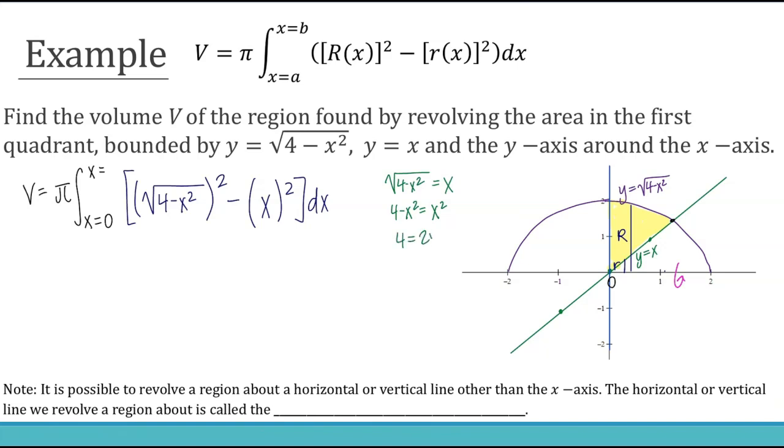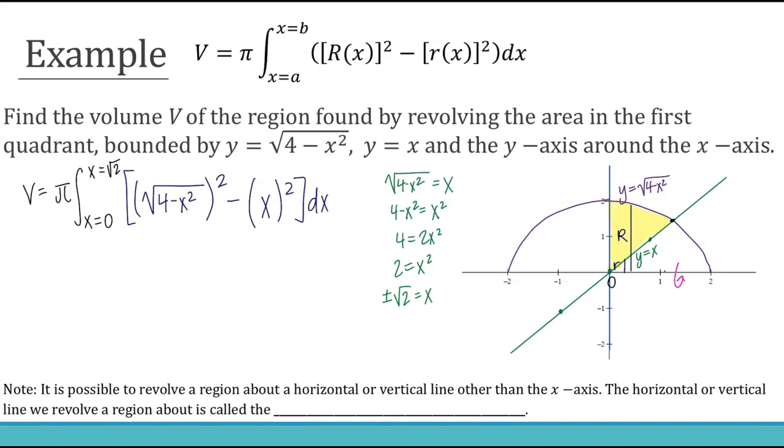I have 4 equals 2x squared once I add the x squared to the other side. If I divide by 2, I get 2 equals x squared. And then solving for x, I'm going to get plus or minus the square root of 2. So there's 2 solutions because there is another place where, if I had the entire circle instead of the semicircle, the line would intersect again down here. But we're only thinking about quadrant 1 right now, so we just need positive the square root of 2 as our other limit of integration.